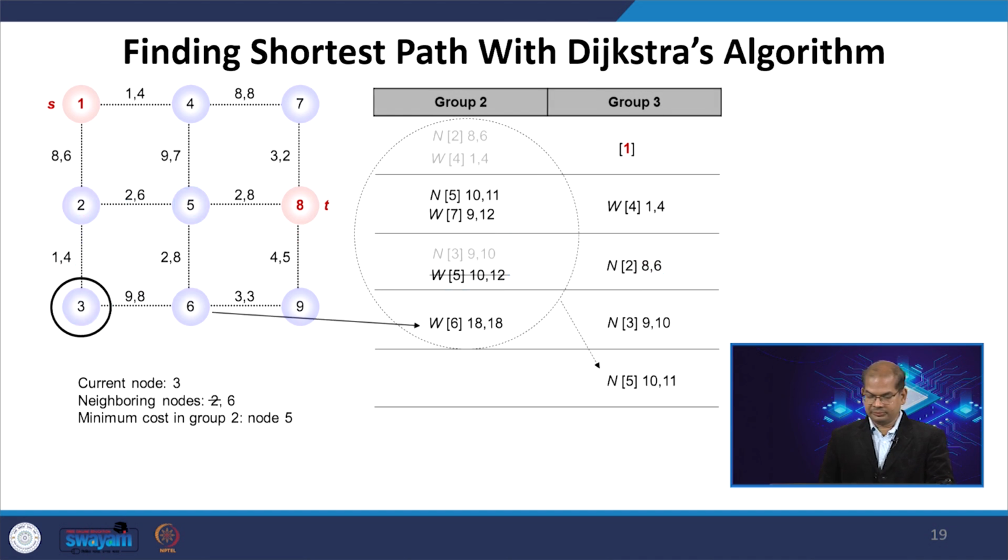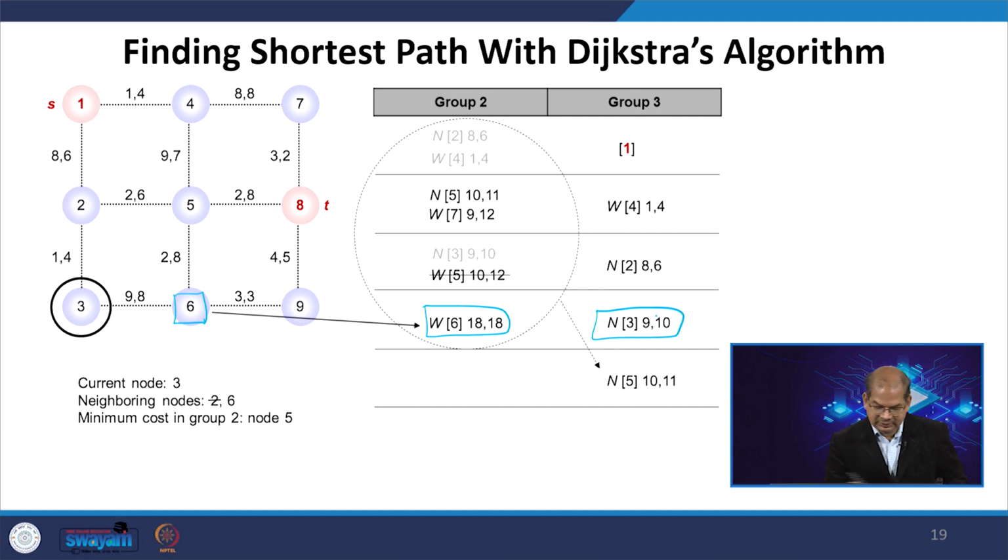Now, we will do the same thing for the neighbors of node 3, because now node 3 is in group 3. I will look into all the neighbors of node 3. So, we will get node 6 only. It has only one neighbor. I will look into this neighbor and find its weight. How can I find its weight?